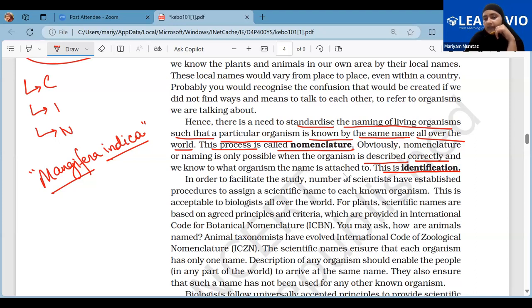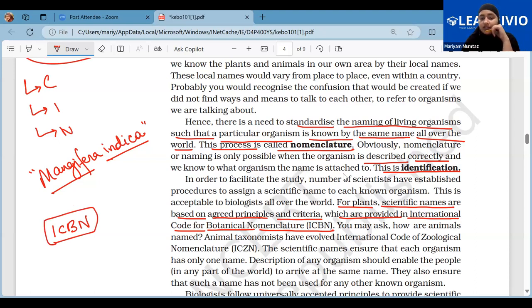For plants, scientific names are based on agreed principles and criteria, which are provided in the International Code for Botanical Nomenclature. Everyone knows that the study of plants is botany, right? So these are the principles, rules and regulations which govern the naming of plants, under the ICBN. The full form must always be remembered: International Code for Botanical Nomenclature. Then for animals, because the study of animals is zoology, there is the ICZN, that is International Code for Zoological Nomenclature, ICZN.